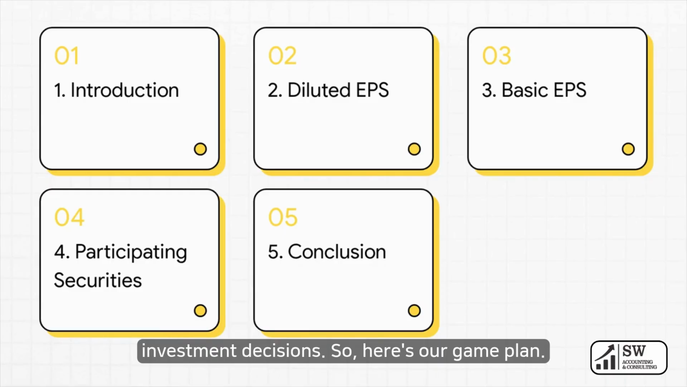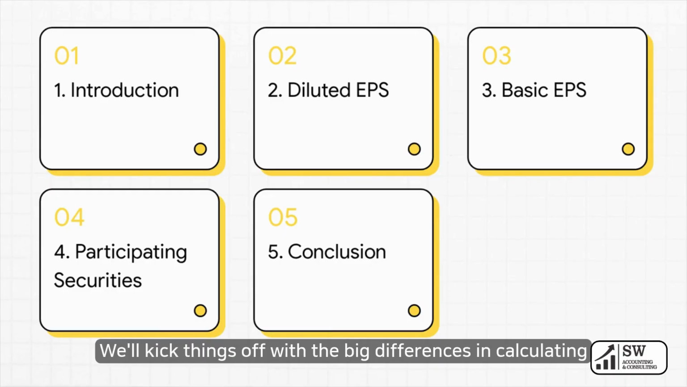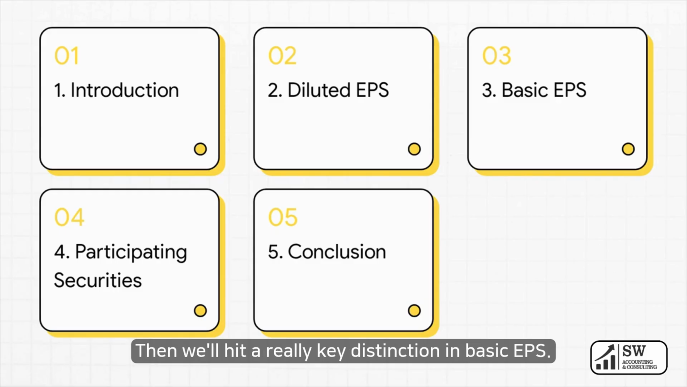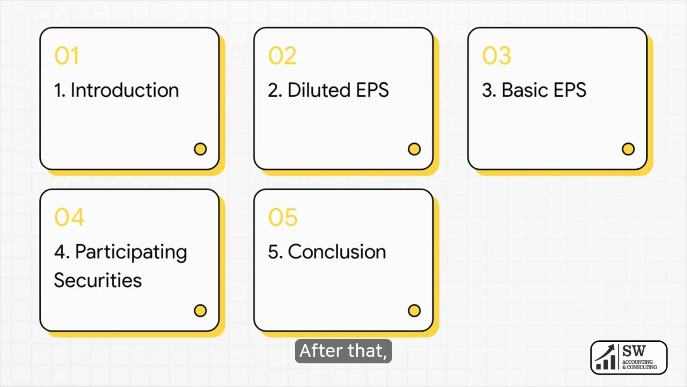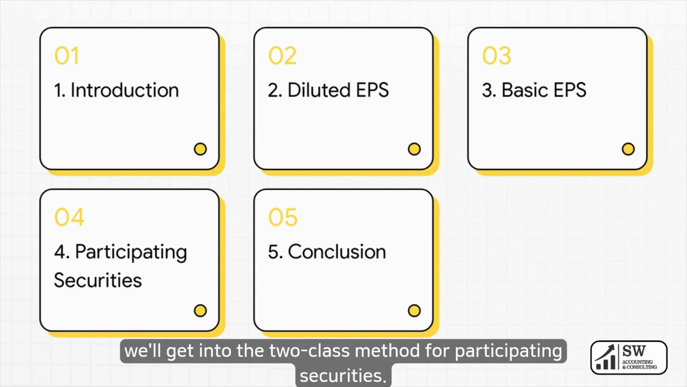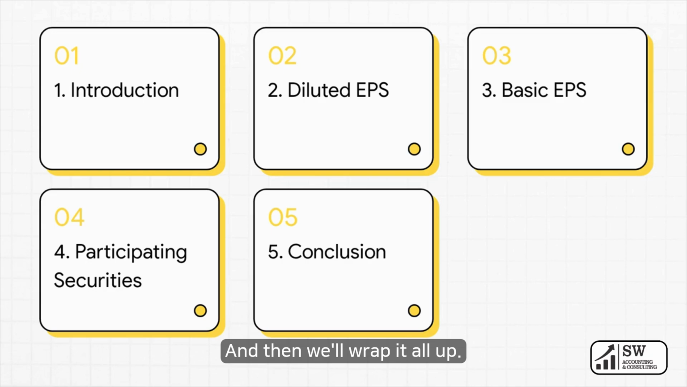So here's our game plan. We'll kick things off with the big differences in calculating diluted EPS, because that's where a lot of the action is. Then we'll hit a really key distinction in basic EPS. After that, we'll get into the two-class method for participating securities, and then we'll wrap it all up by looking at the bottom line impact.